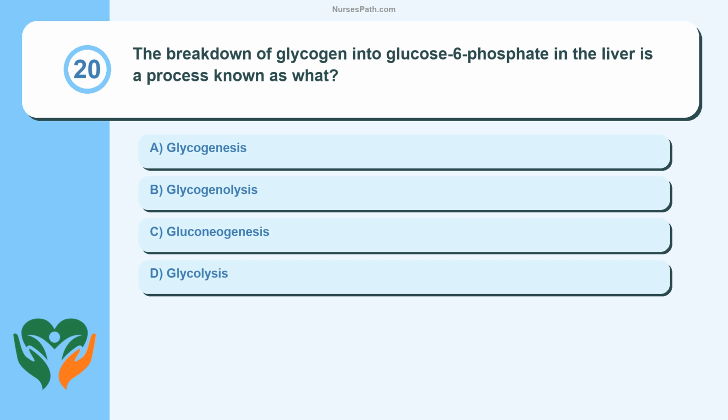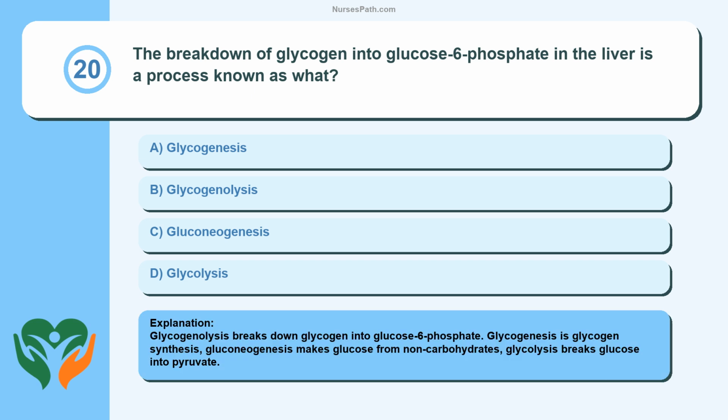Question 20. The breakdown of glycogen into glucose 6-phosphate in the liver is a process known as what? Glycogenesis, glycogenolysis, gluconeogenesis, glycolysis. Glycogenolysis breaks down glycogen into glucose 6-phosphate. Glycogenesis is glycogen synthesis. Gluconeogenesis makes glucose from non-carbohydrates. Glycolysis breaks glucose into pyruvate.